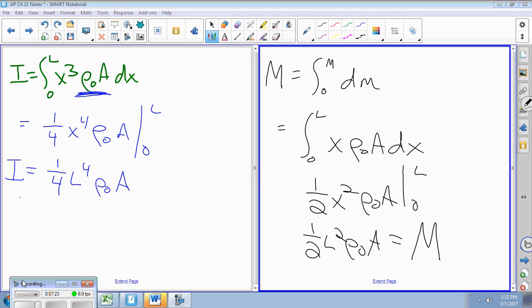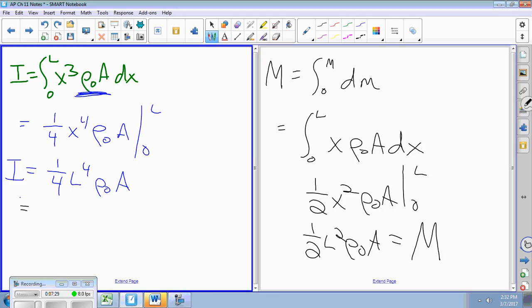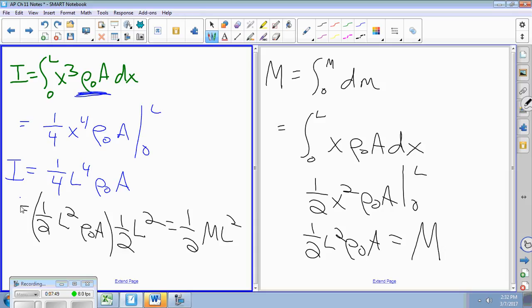All right, so now all I've got to do is figure out how many times this goes into this. Isn't this the same as 1/2 L squared rho naught a? What do I have to multiply this by to get that? I need another 1/2, I need another L squared, and oh, this is m. So it's 1/2 m L squared.